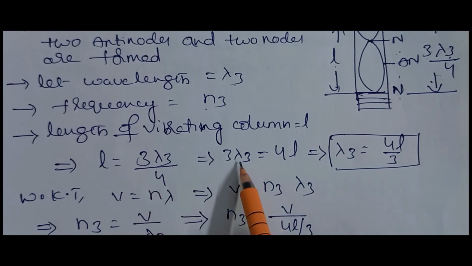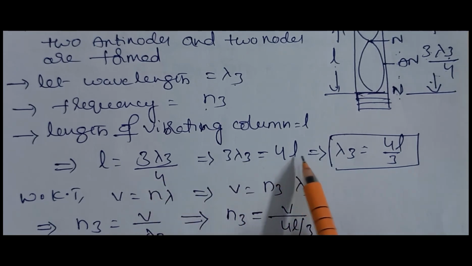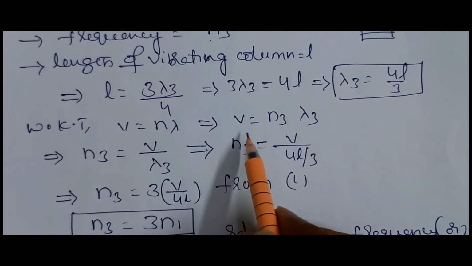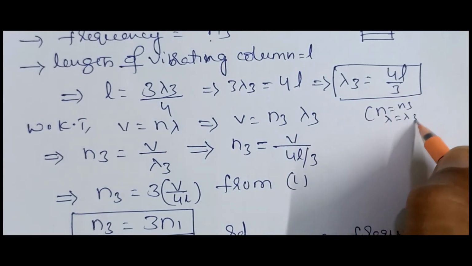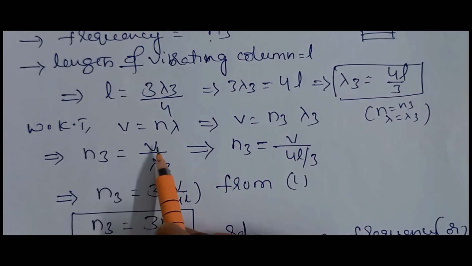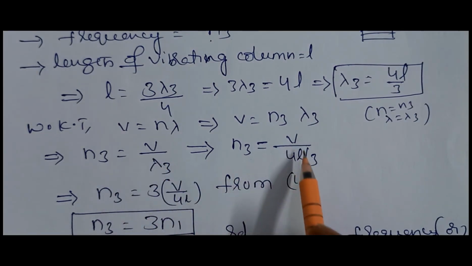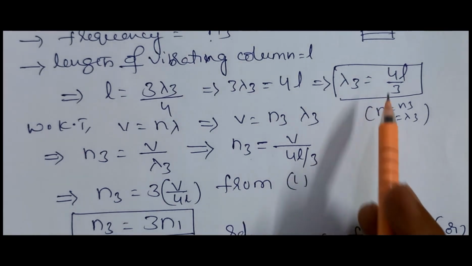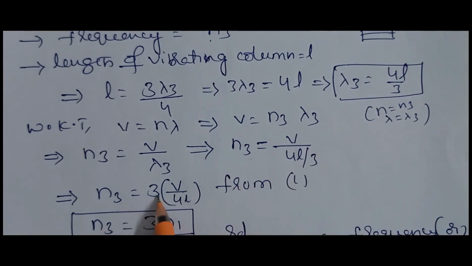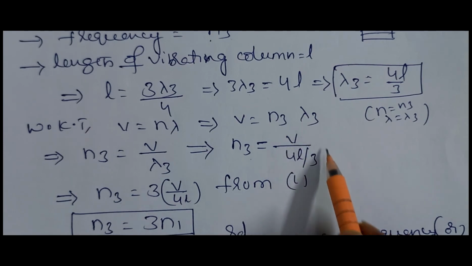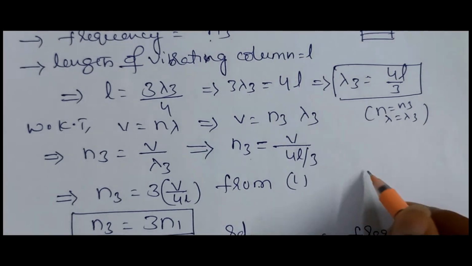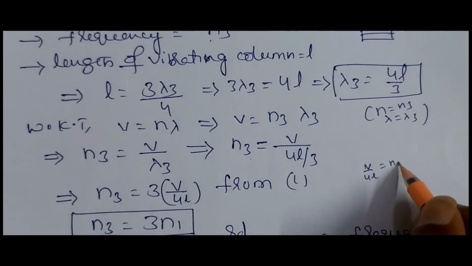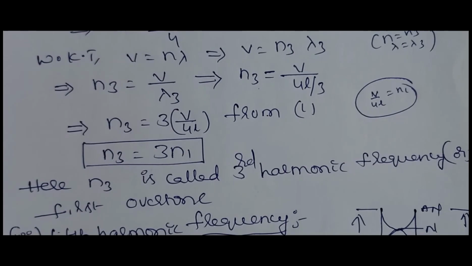Cross multiplication: 3 lambda 3 is equal to 4L, then lambda 3 is equal to 4L by 3. We know that the speed of the sound wave V is equal to n lambda. But here n is taken as n3 and lambda is taken as lambda 3. So n3 is equal to v by lambda 3, which is v by 4L by 3. So now n3 becomes 3 of v by L, after simplification. But we know from equation 1 that v by 4L is equal to n1. So n3 is equal to 3n1.